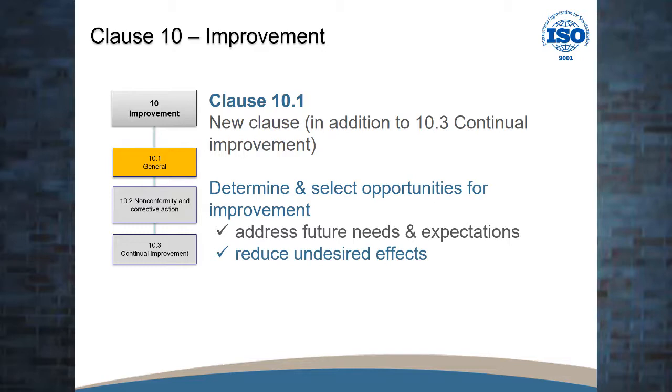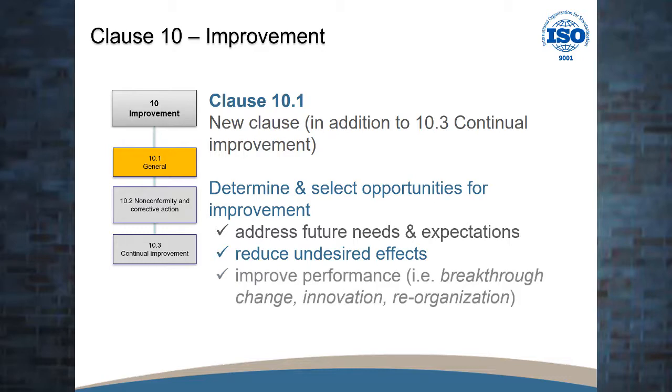So how do we go about reducing things that are bad that we don't want in our processes, our business, and improve performance? For example, breakthrough change, innovation, or reorganization. So these are all elements of this new clause, standalone 10.1, now called improvement.